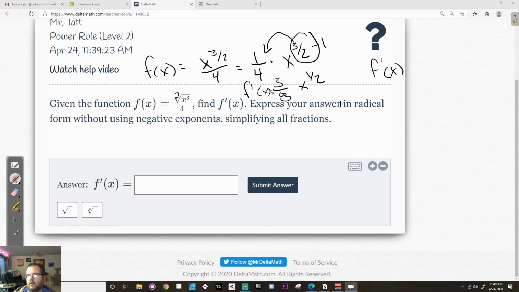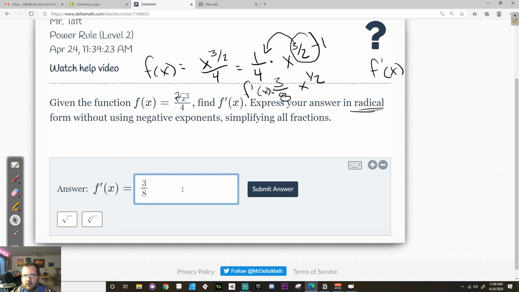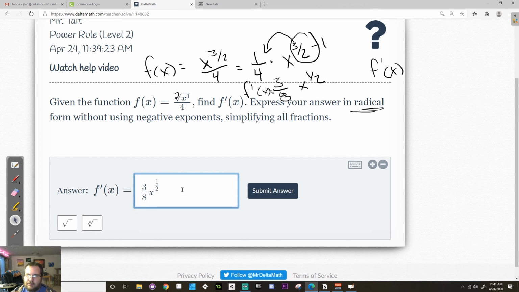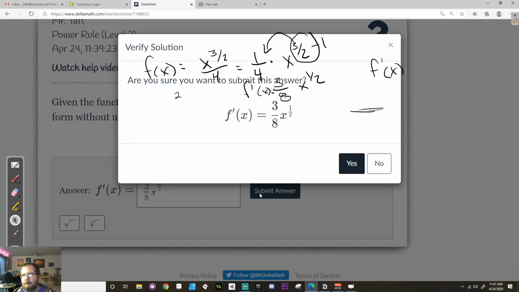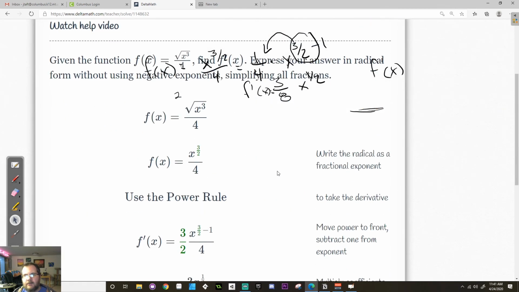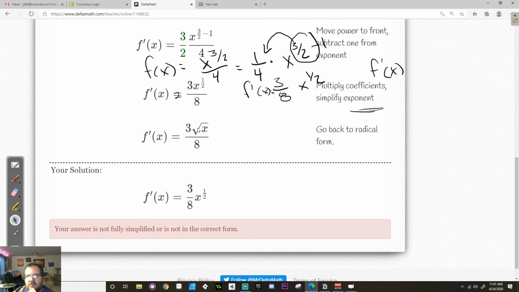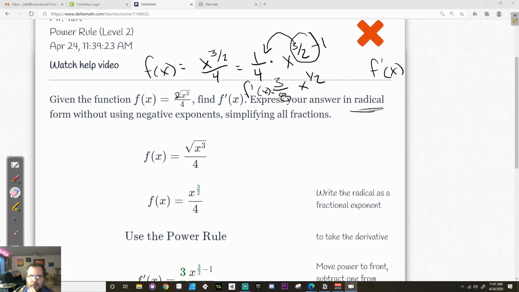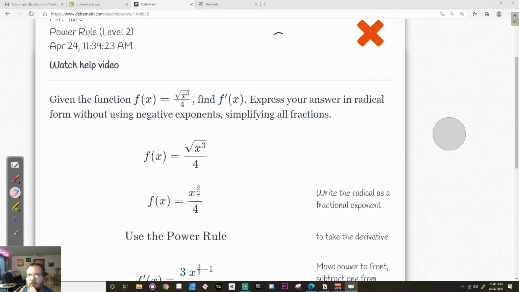It needs to be in radical form. Let me actually test to see if it's going to be okay with me writing it with the exponent. So if I want to write this as 3/8 times x to the 1/2, I wonder if it'll accept that. Nope, it didn't. So it needs to be 3 radical x over 8. So it's either not simplified or is not in the correct form. Cool. So you need to make sure that you're rewriting it in the form that you were given it. And this actually answers that question for me.